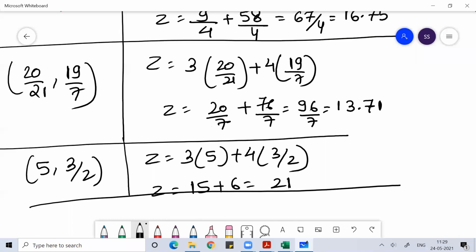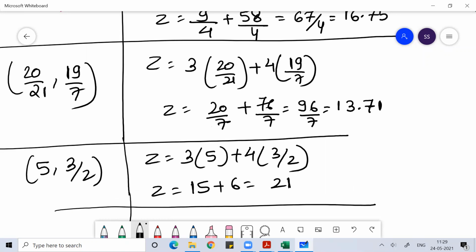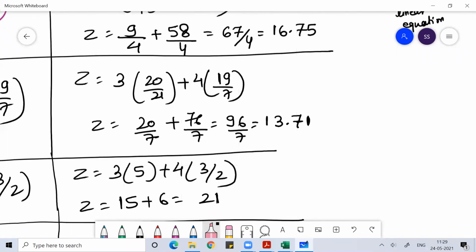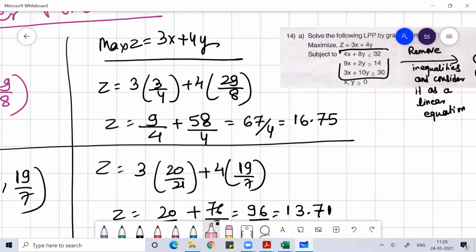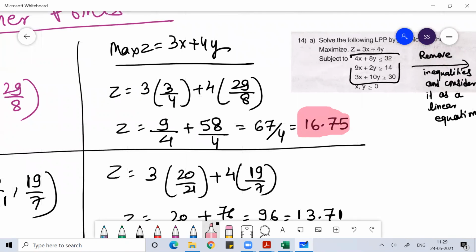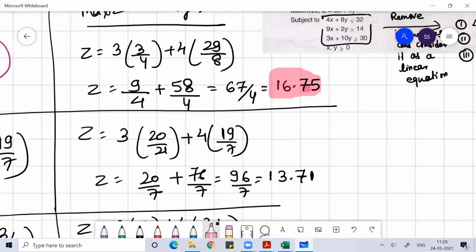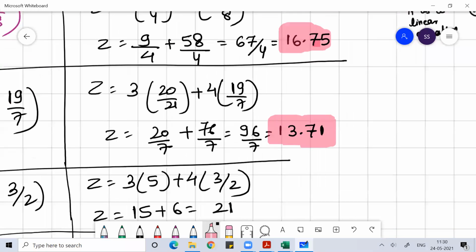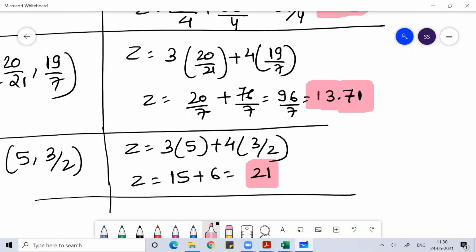Find all the Z values. You can see here, if you put the first coordinate, you get this value 16.75. Second coordinate, when you're putting, you're getting 13.71. Third coordinate, if you're putting, that is 21.